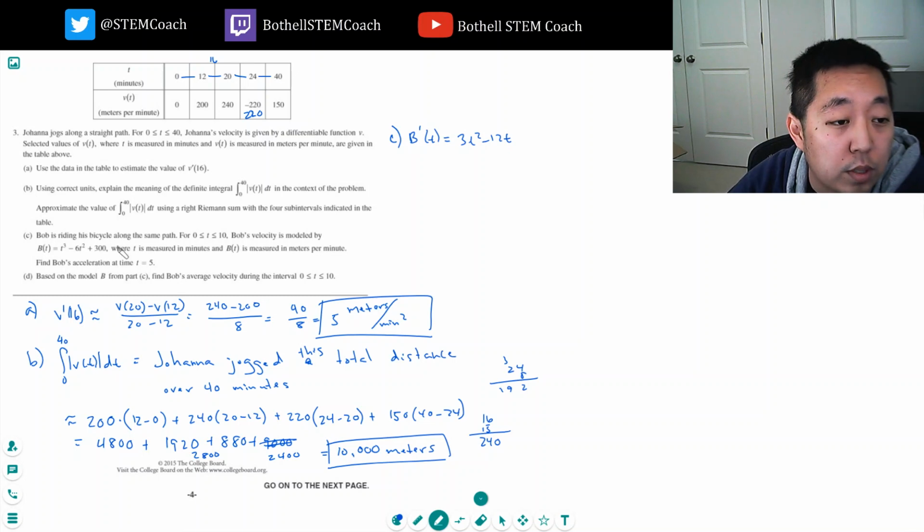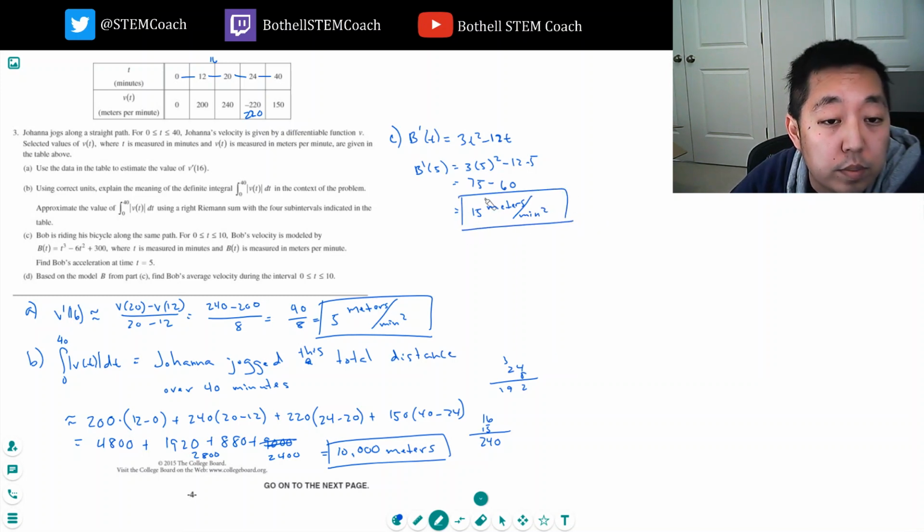The derivative of 300 is 0. And then at 5, I plug in 3 times 5 squared minus 12 times 5. That's 75 minus 60, or that's 15, and then it would be meters per minute squared. 75 minus 60, yep. Okay, and then part D is the last one.